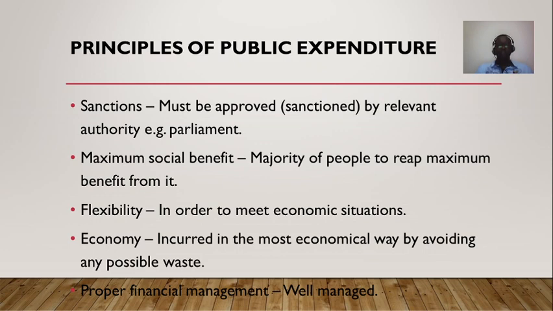Principles of public expenditure. They include: 1. Sanctions. Government expenditure must be approved or sanctioned by the relevant authority, and in this case, it's Parliament. 2. It should have maximum social benefit, that is, the majority of people reap maximum benefit from it.